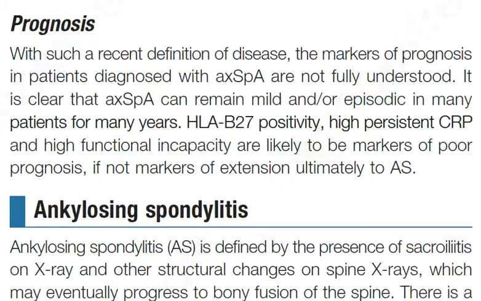Now the prognosis. With such a recent definition of disease, the markers of prognosis in patients diagnosed with axial spondyloarthritis are not fully understood. It is clear that axial spondyloarthritis can remain mild and/or episodic in many patients for many years. HLA-B27 positivity, high persistent CRP, and high functional incapacity are likely to be markers of poor prognosis, if not markers of extension ultimately to ankylosing spondylitis.